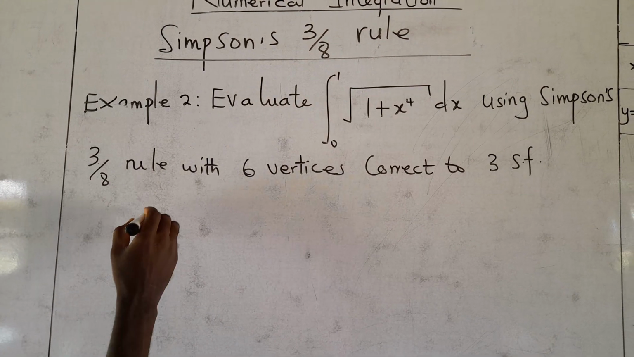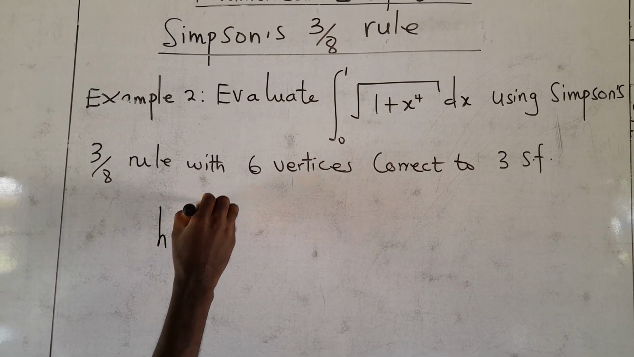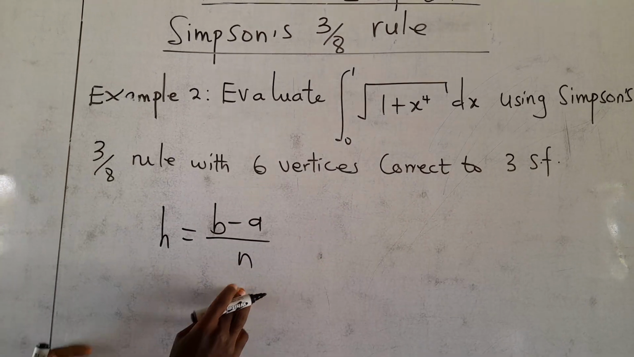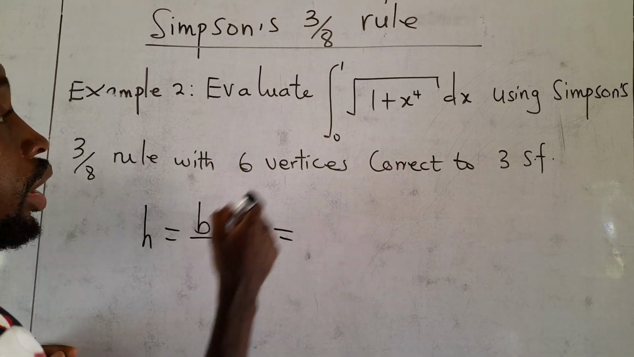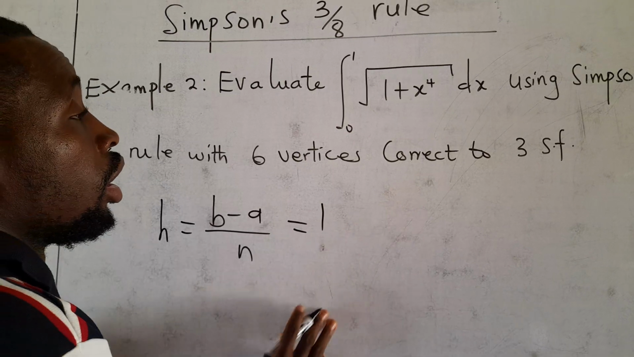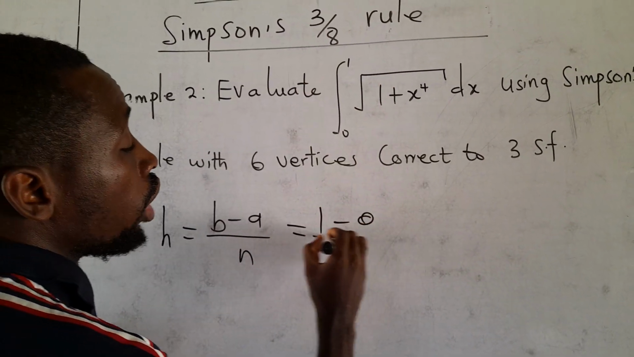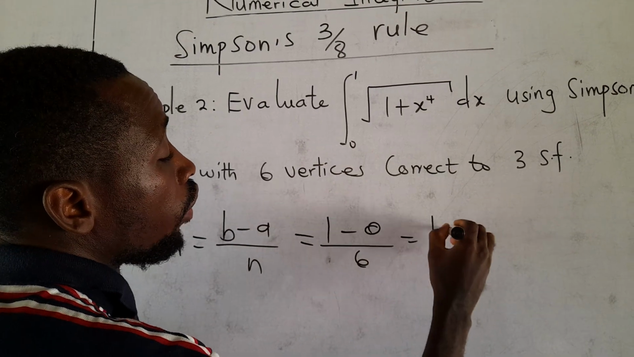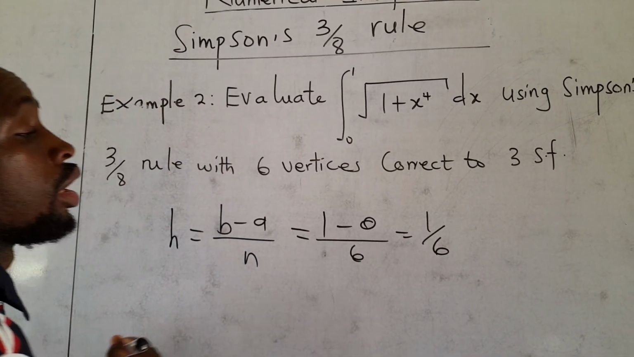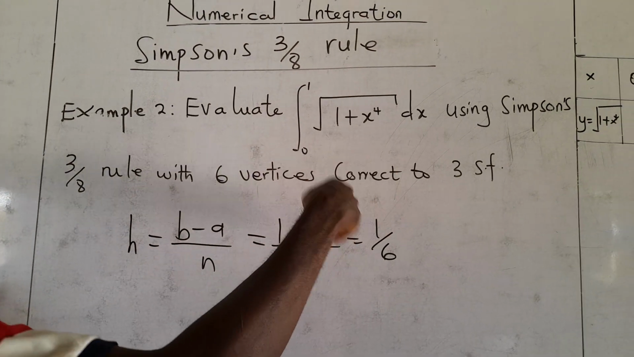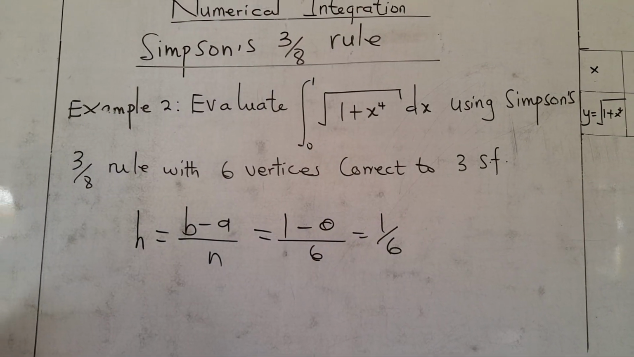So we need to find the interval of difference h, which is b minus a all over n, where n is the number of vertices. The b is the highest point, and the a is the lowest, all over 6. So the interval of difference will be 1 over 6. So that means we start from 0 and keep adding 1 over 6 until we get to 1.